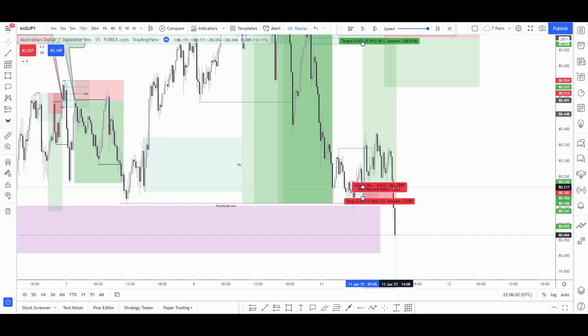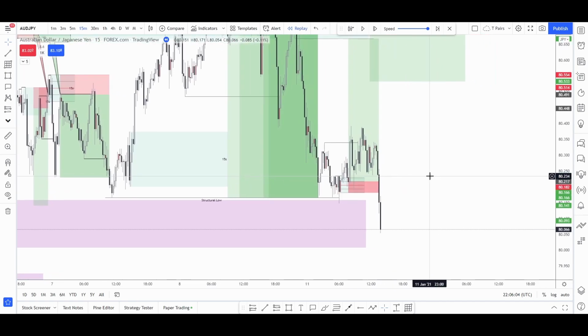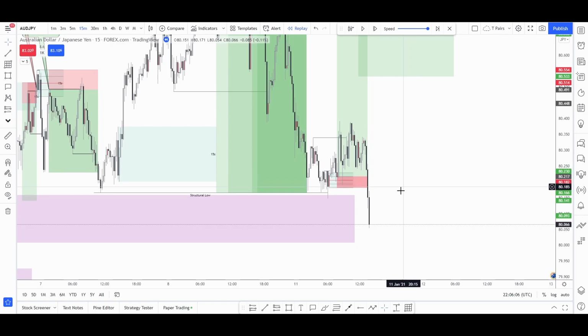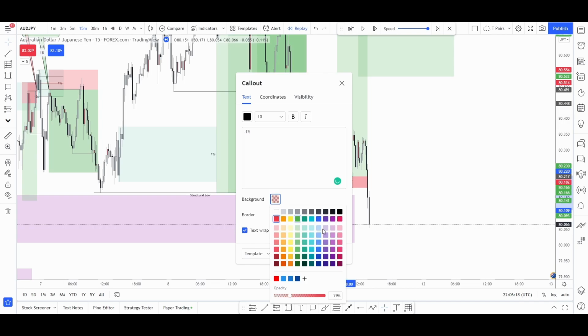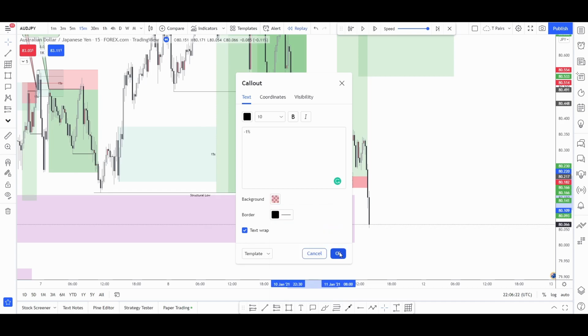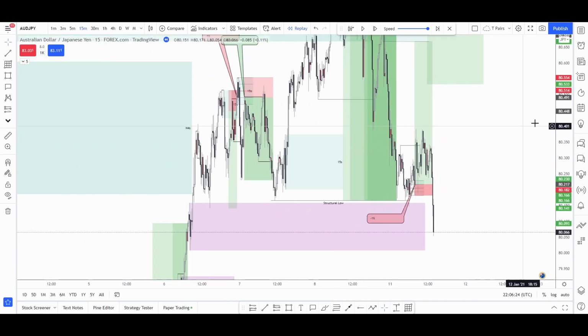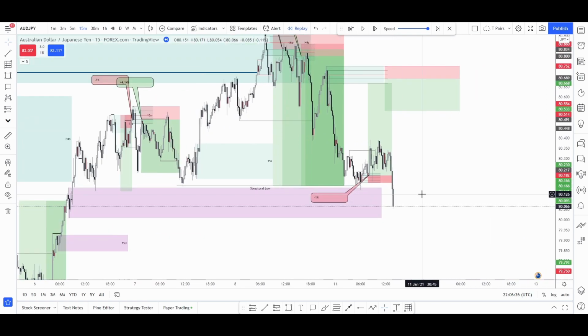Alright, so we've just been knocked out of this trade. But now we're deep into our structural low. So let's just put this as a -1. All that excitement for nothing. -1%. Okay, so that's -1. Let's have a proper look at this.